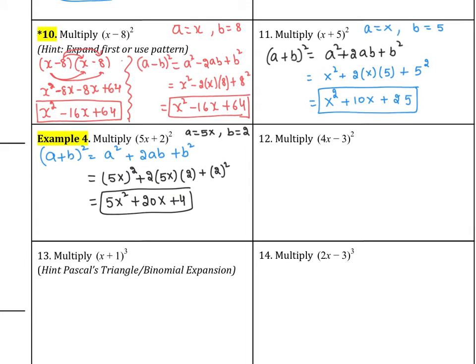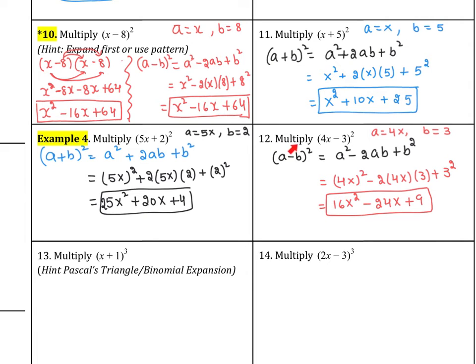So now you're going to plug it in here, a as 5x, and for b you're going to plug in 2. So the first term is a square, so (5x) square, 2 times a, that is 2 times 5x, times b, that is 2, and b square is 2 square. So (5x) square is 25x square, so I made a mistake here. So that's going to be 25x square plus 20x plus 4 is your answer.